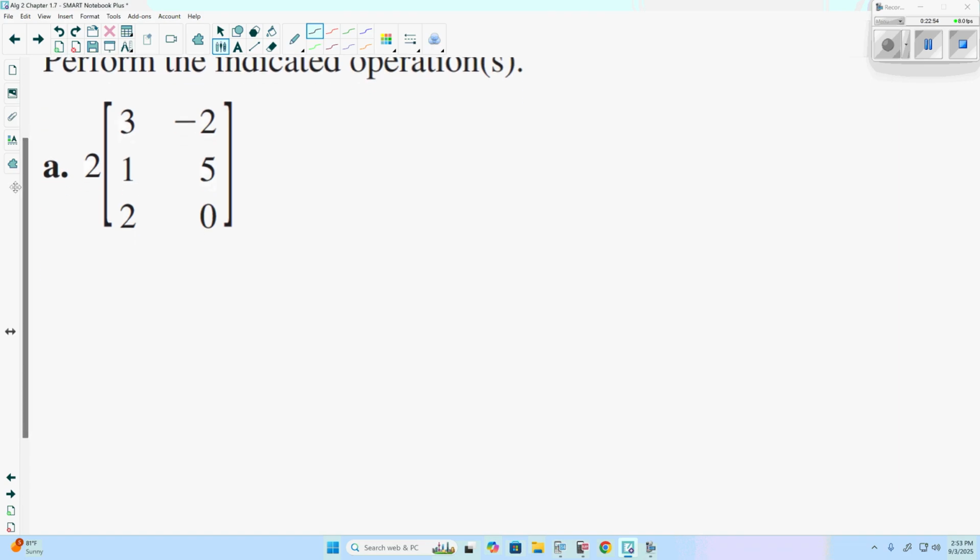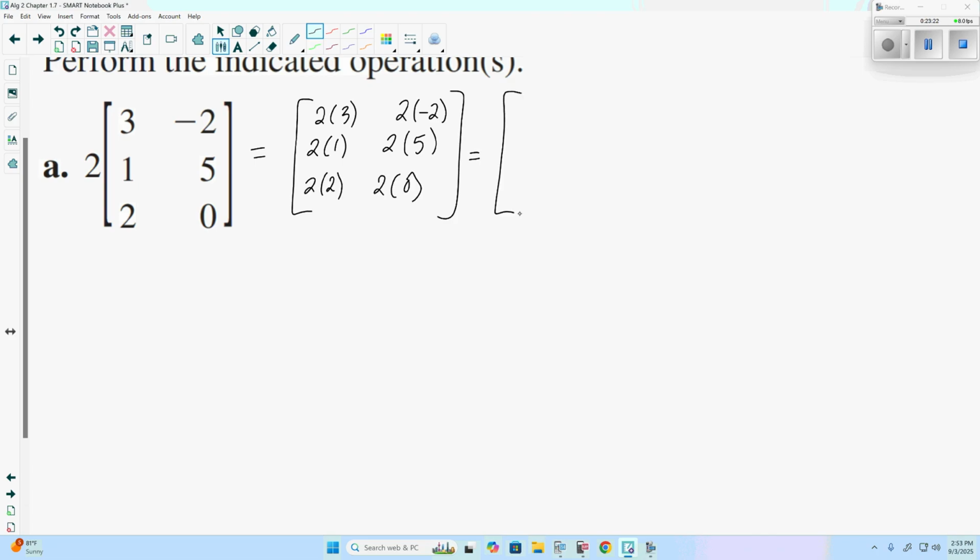So let's just look at an example problem. Let's look at this here. What would the scalar we're multiplying this by be? 2, yes? So that means to do scalar multiplication, we're going to multiply every element in this matrix by 2. So we're going to have 2 times 3, and 2 times -2. We'll also have 2 times 1, 2 times 5, 2 times 2, and 2 times 0. Scalar multiplication just says we multiply every element in that matrix by that scalar. So here we're multiplying everything by 2.